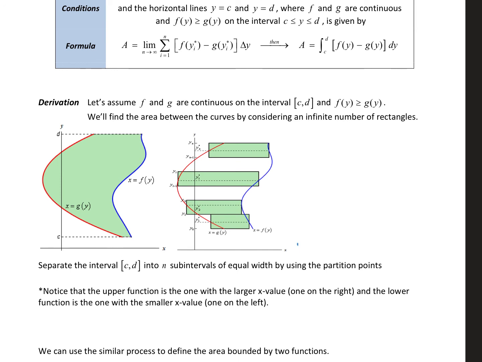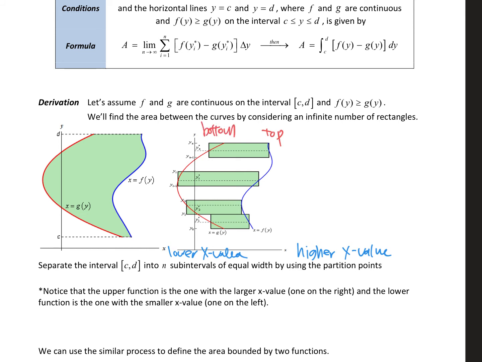The right side is higher number, higher x values, right? And then the left side is lower x value, right? So here, the right side is higher value. That's the top function. And the left side is lower value. So that's your bottom function. So I'm going to label that as this is the top, this is the bottom.